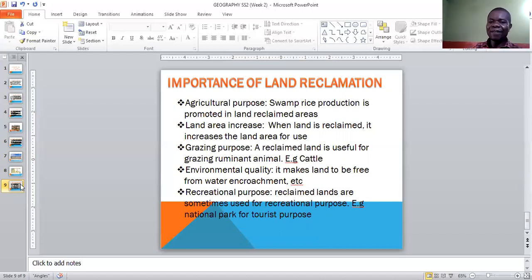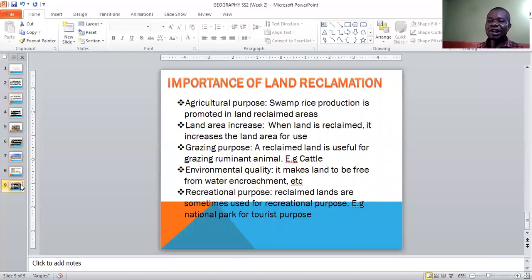Then another one is environmental quality. It makes land to be free from water encroachment. The word encroachment means expanding of water from where it was to other areas that were not waterlogged. The water was in one place, like a river, and begins to expand to occupy another land, taking over those places. That's what we call water encroachment.